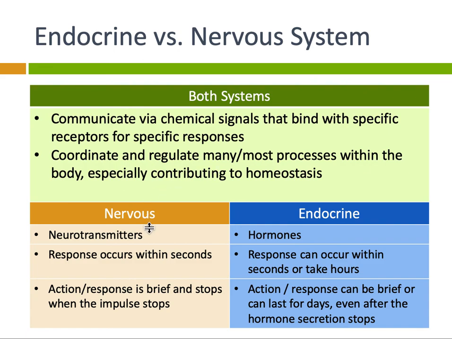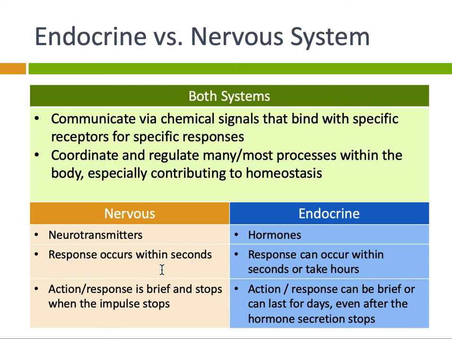The nervous system chemicals are called neurotransmitters. The endocrine system uses chemicals called hormones. So that's a little bit different, but they both use chemicals. The nervous system response occurs within seconds or less than seconds, right? So it's very, very quick. Even now, as I'm speaking, as you're listening, as you're reading, as you're writing, these things are happening. Seconds is way too long, but they occur very, very quickly to let you keep doing these things.